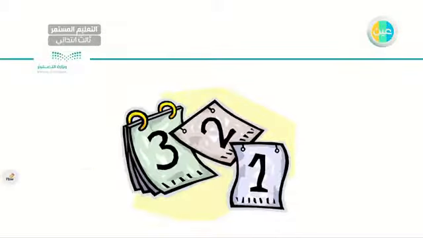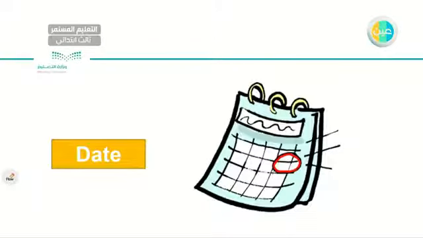Now, I need you to take a look at this one and tell me what it refers to. Are they ordinary numbers? Are they just numbers? No, as you can see, they are pages from a calendar. Very good, because dates, months, and years are very important, right? So the word is date.